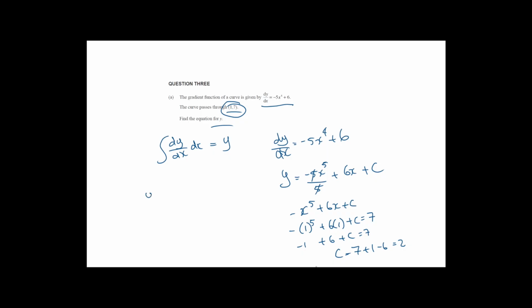So that means the original function, when we get it back, the c is 2. So it's going to be negative x to the power of 5 plus 6x plus 2. That's our original function there.